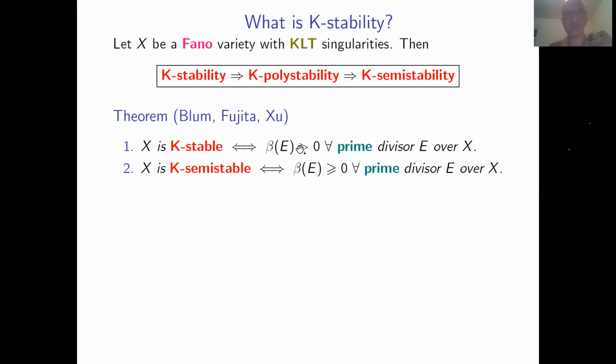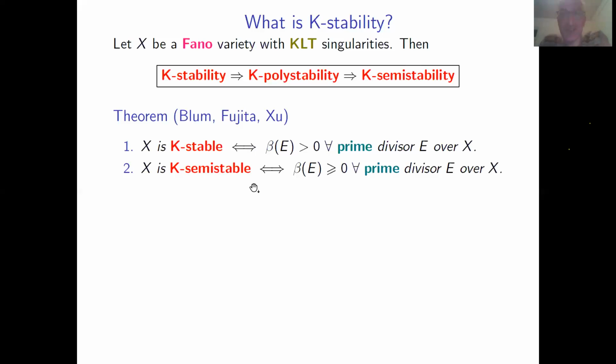Yes. So the condition here depends on the birational map f? No, it depends only on the valuation. It's independent of f. You can change f, but it basically depends on the valuation. Yeah, this is a good thing. Okay, thank you. Anyway, everything is good.